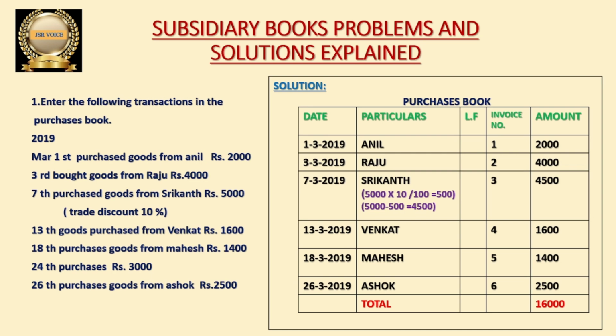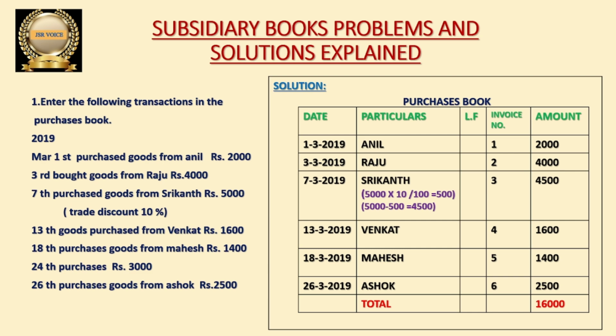Let us see. Come to right side. In date column 13th date, 13-3-2019. In particulars column name of the person Venkat. And next LF column empty. Invoice number, I just recorded serial numbers because it is not available in the question. I have taken 4. Next amount column, as it is amount you can record 1600. Let us go to next one, 18th date. Purchased goods from Mahesh.